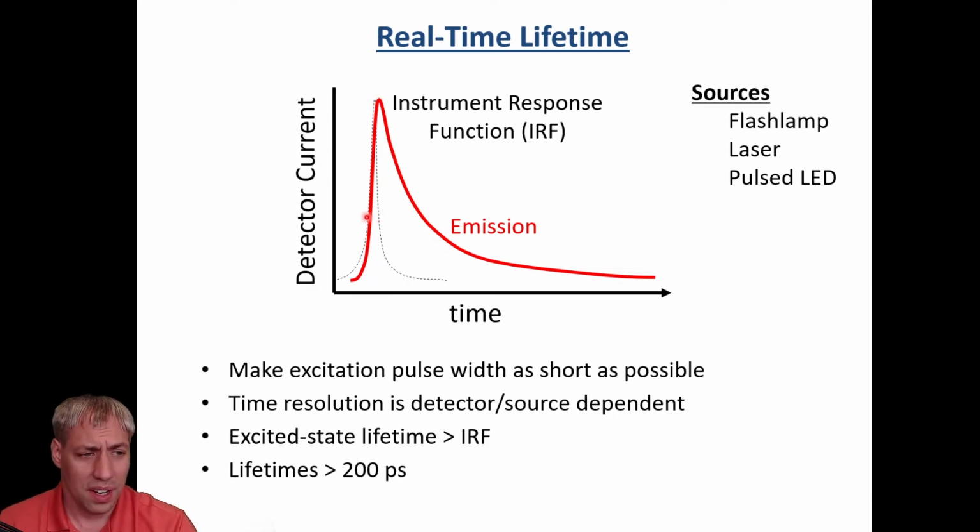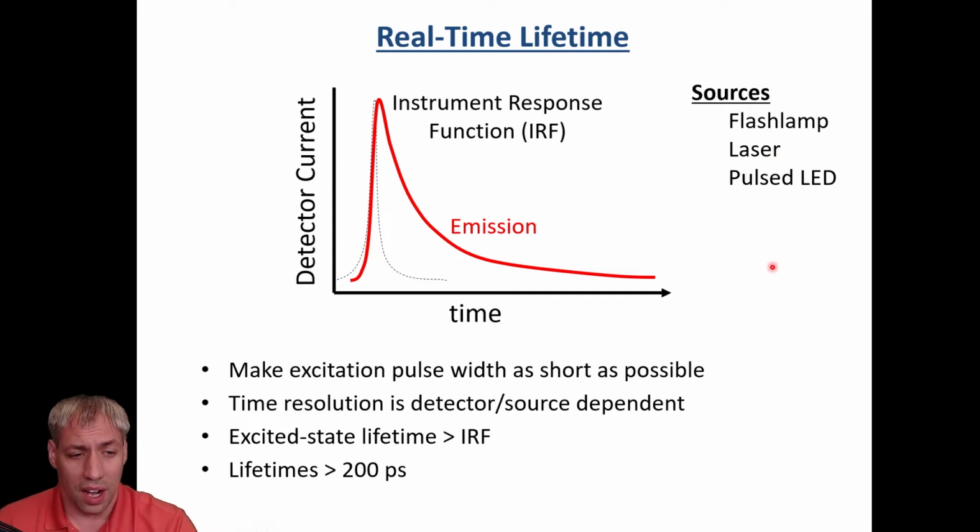And so this pulse here is something we call an instrument response function. It basically says, here is the width of the laser pulse. This is the fastest you're going to be able to excite your sample. And the width of your IRF is going to depend on what source you have. Is it a flash lamp, which is essentially a xenon lamp with extra voltage applied? Is it a laser? Is it a pulsed LED, where you can get the full width half max of that IRF smaller and smaller and smaller?